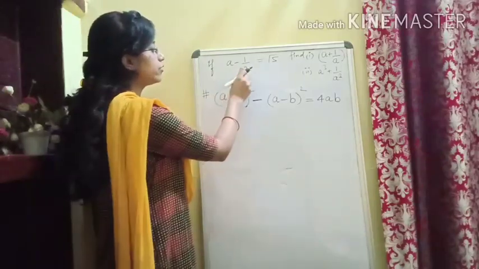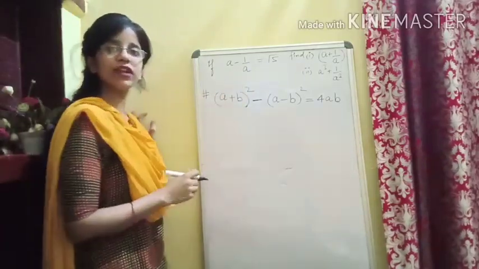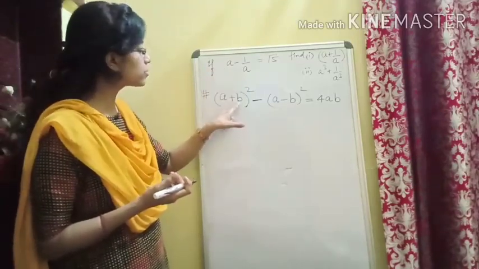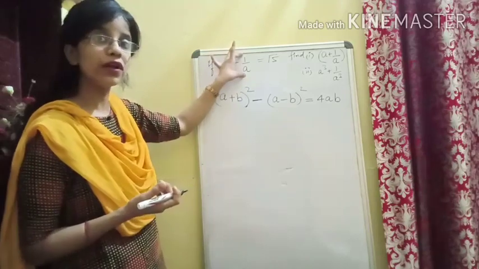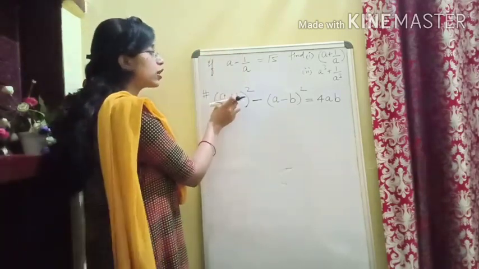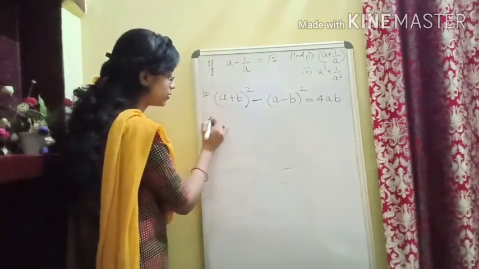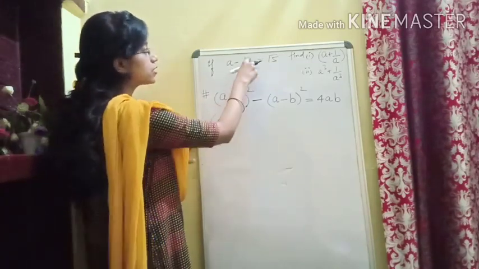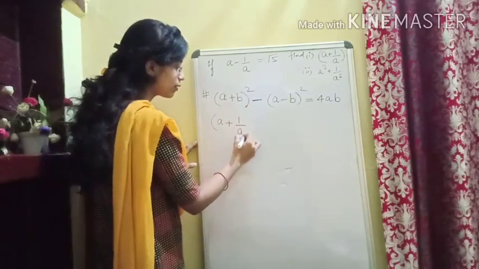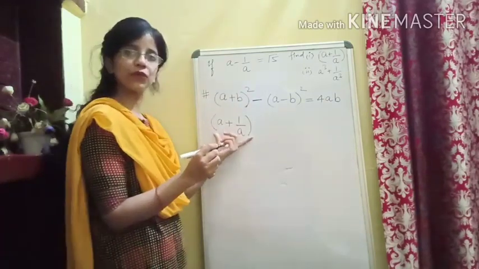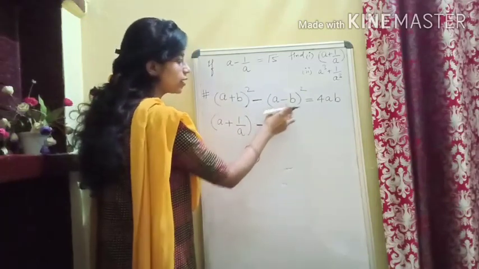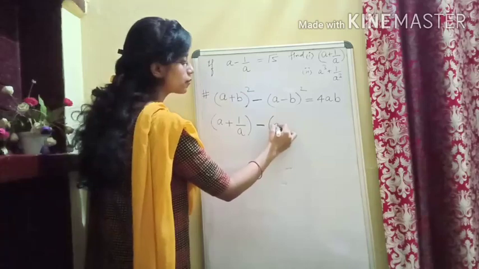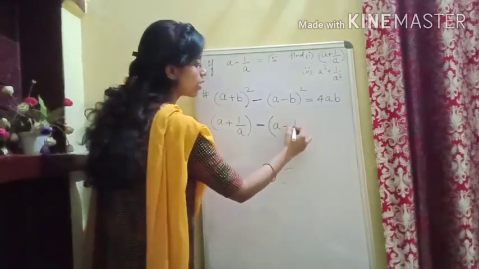In our given question, as we always compare the values of a and b, what is at the place of a? It is a only. What is at the place of b? It is 1 upon a. Now I'm going to put the values in the identity. A is a as it is, plus b, which is 1 upon a. So it is a plus 1 upon a whole square minus a minus b whole square, that is a minus b, which is 1 upon a.